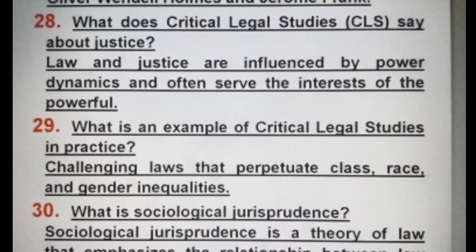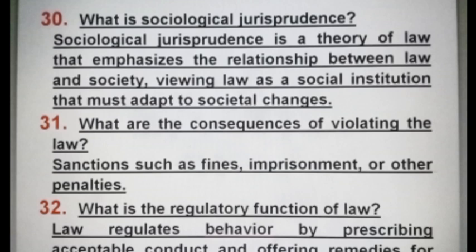What is sociological jurisprudence? Sociological jurisprudence is a theory of law that emphasizes the relationship between law and society, viewing law as a social institution that must adapt to societal changes.